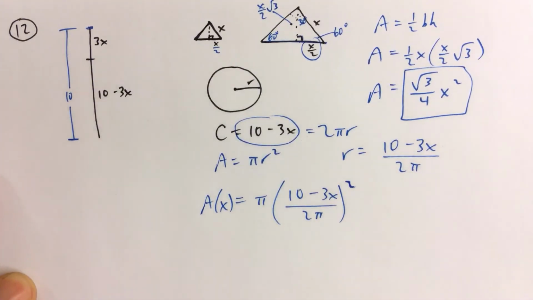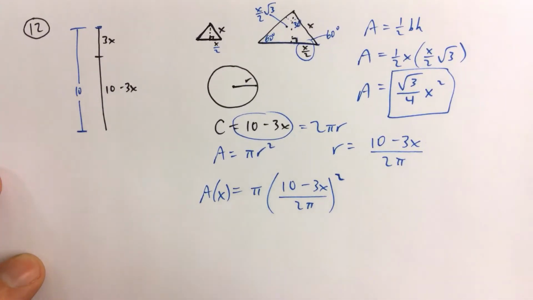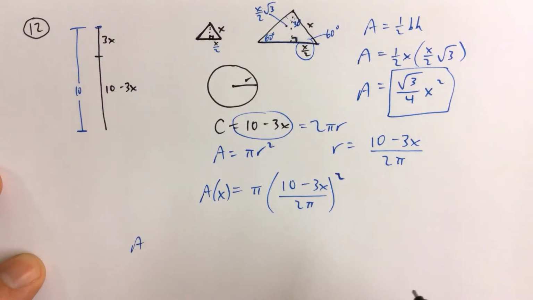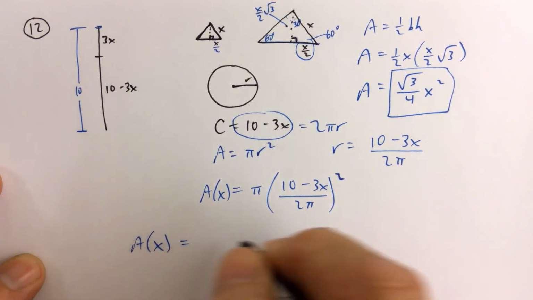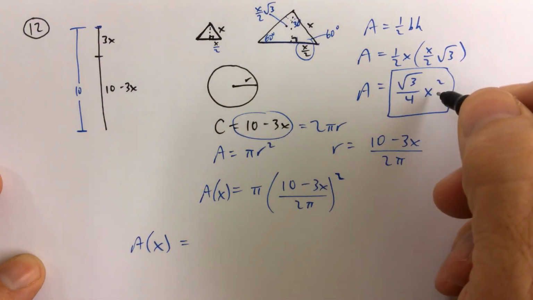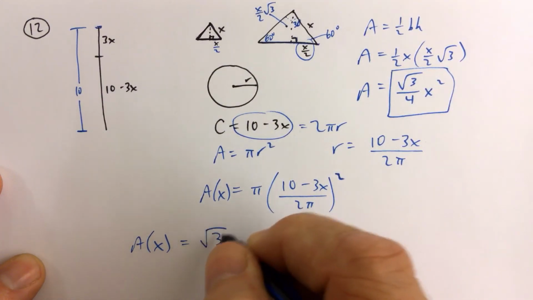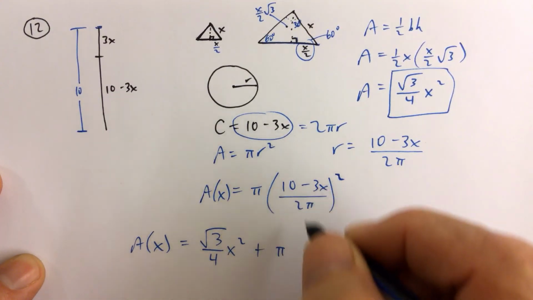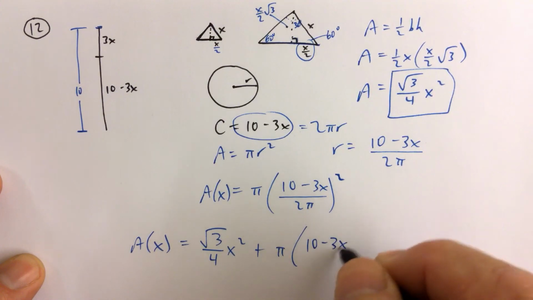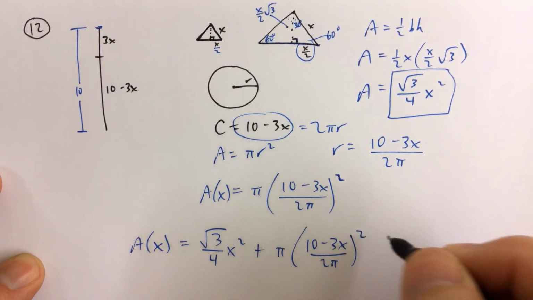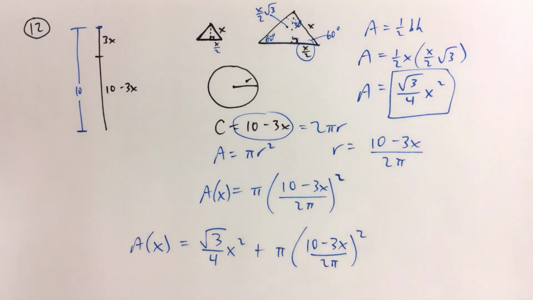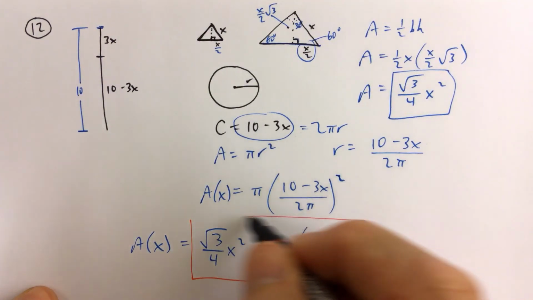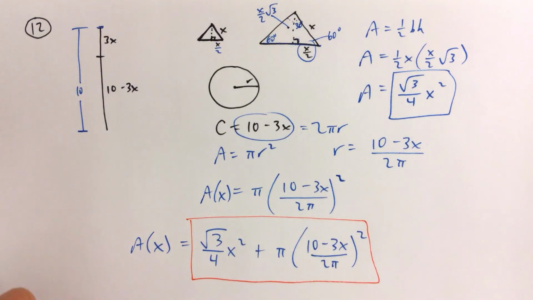But when all is said and done, what we really want for part A is to express the total area enclosed by the pieces of wire as a function of the length x of the side of the equilateral triangle. So the area in terms of x is the area of the triangle, radical 3 over 4 times x squared, plus the area of the circle, which is pi times (10 minus 3x over 2 pi) squared. That is a big time problem right there. That is the area of both the triangle and the circle.